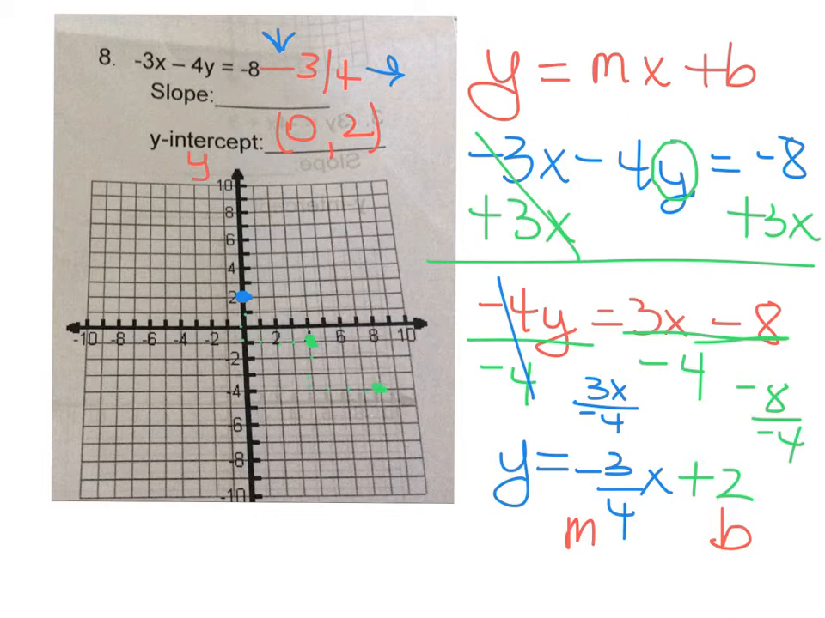Can't go any farther, so instead of down 3 and right 4, I'm going to go up 3, 1, 2, 3, left 4, 1, 2, 3, 4. And one more time, up 1, 2, 3, left 1, 2, 3, 4.